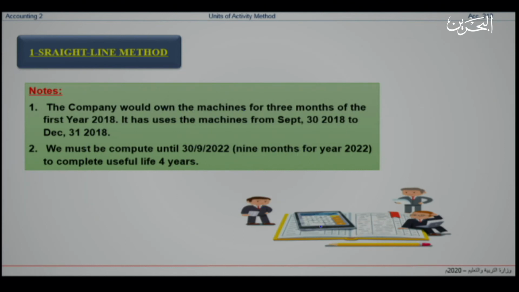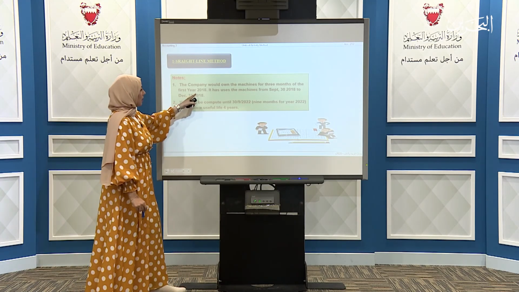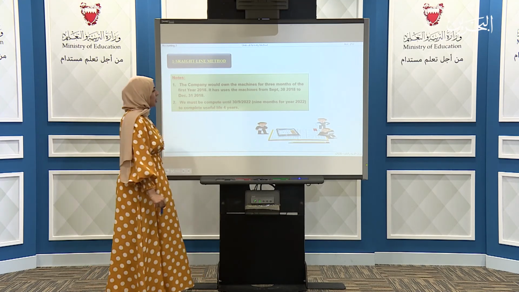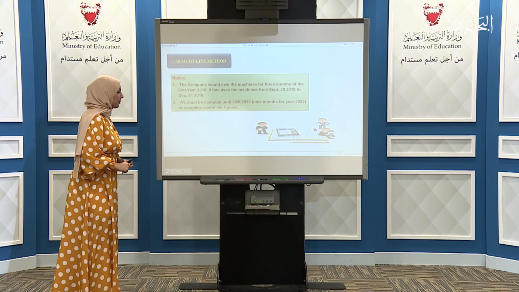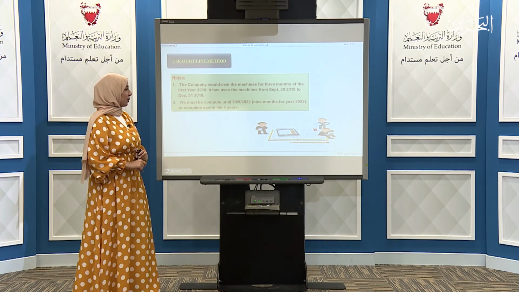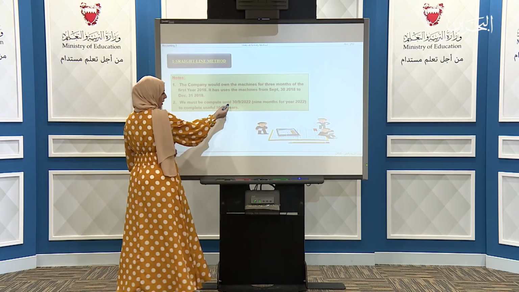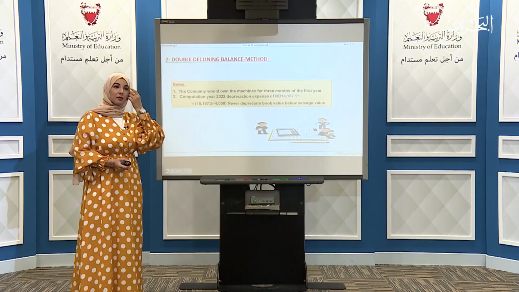Here we have a note. The company would own the machine for 3 months of the first year. It has used the machine from September 30, 2018 to December 31, 2018. Second, we must compute until 30 September 2022, so it will be 9 months, and we explained it before in the schedule.